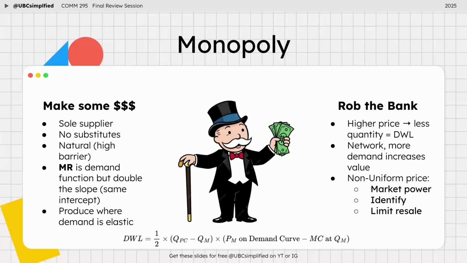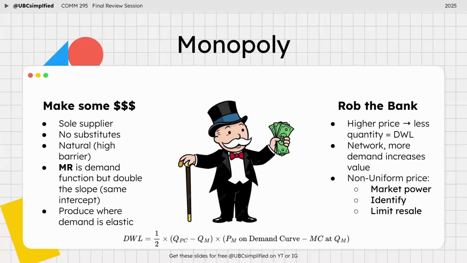And what monopolies do, just like how I play Monopoly, is rob the bank as much as I can when no one's looking. And essentially what that does is by charging a higher price, then there's less quantity within the market, which means there's this thing called deadweight loss because we're not at that optimal, perfect competition quantity.